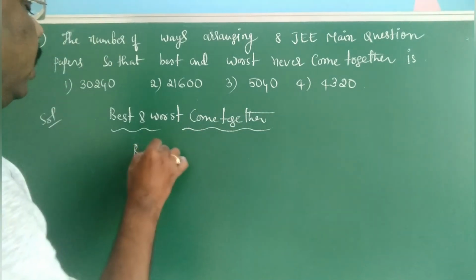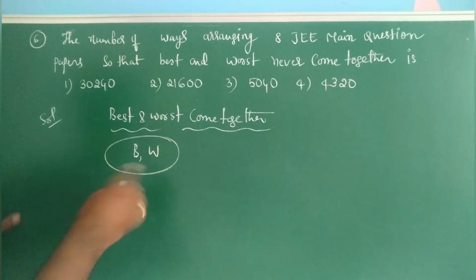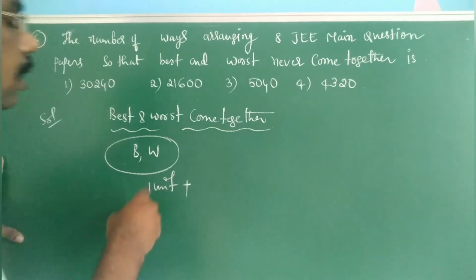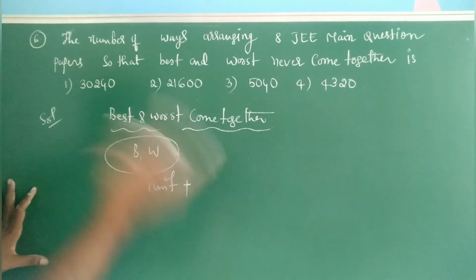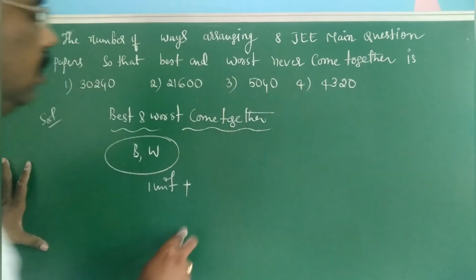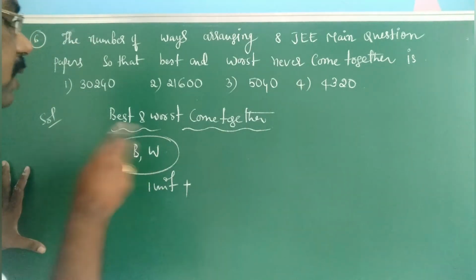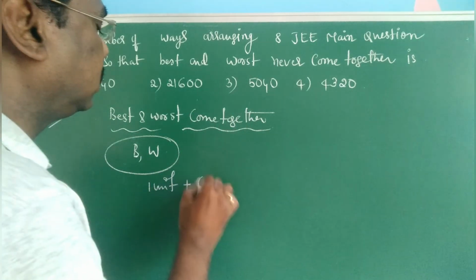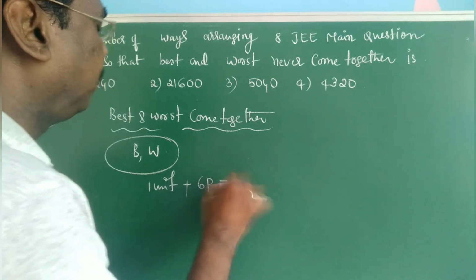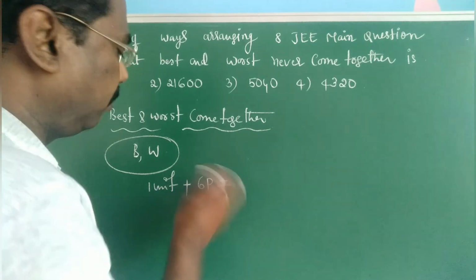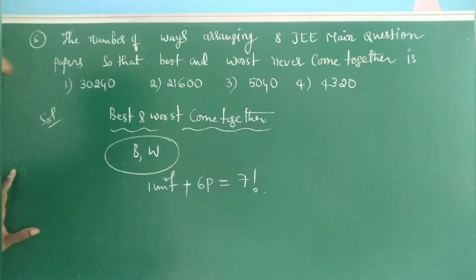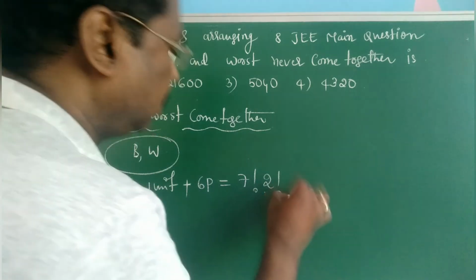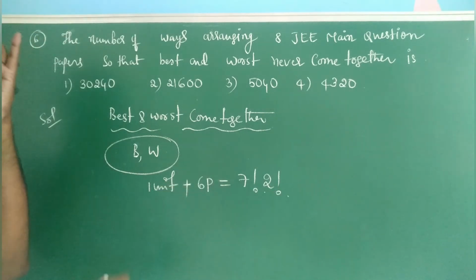Now best paper and worst paper come together means treat them as 1 unit. Now 2 papers treat as 1 unit. Of the total 8 papers, the best paper and worst paper treated as 1 unit, the remaining 6 papers are there. Now 6 papers plus 1 unit can be arranged in 7 factorial ways. And the 2 papers can be arranged among themselves in 2 factorial ways. Now 7 factorial into 2 factorial.